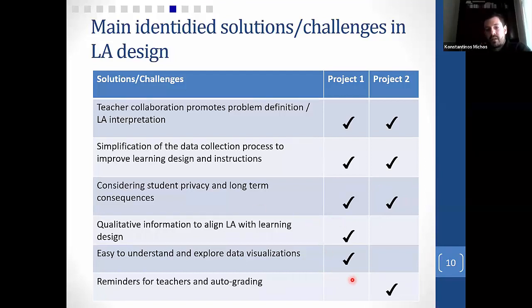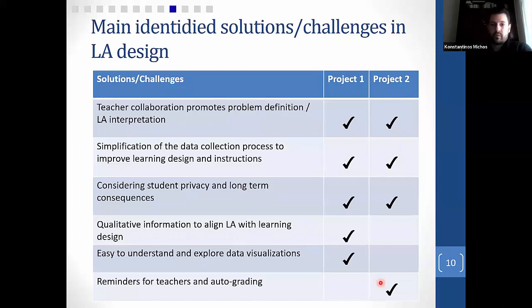In the first project in Spain, we also identified that qualitative information was needed to align learning analytics with learning design, for example, feedback given by students, and teachers required easy to understand and explore data visualizations. In the second project, teachers identified as solutions reminders for them or auto-grading.